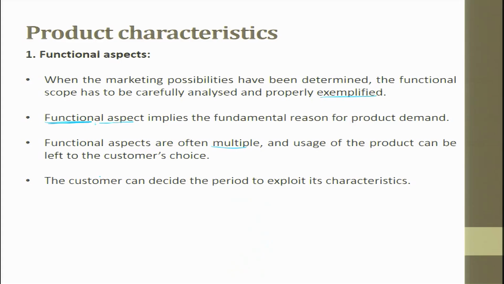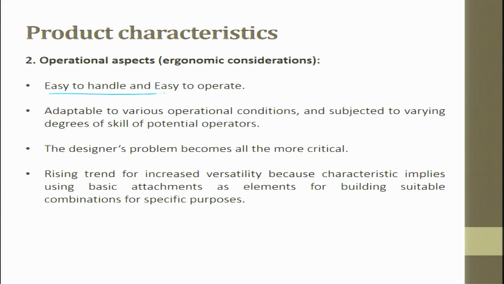So, my functional aspect of a pen which I was using to write, underline, do all these things. So, they are often multiple and the usage is left to the customer. The customer can decide the period to exploit its characteristics. The operation: easy to handle and easy to operate. Adaptability to various operational conditions.